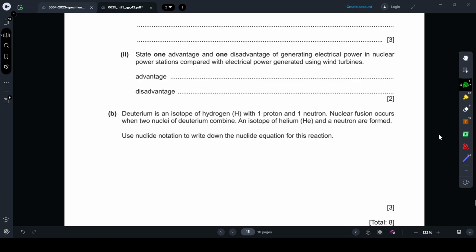Advantage might be reliability. So it does not depend on the weather. Yes. Okay, that is a valid response. Disadvantage, it is expensive and requires a large area. So it is costly. Yes, you can go with that.